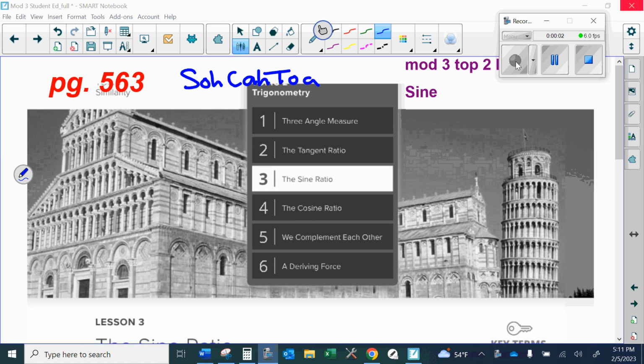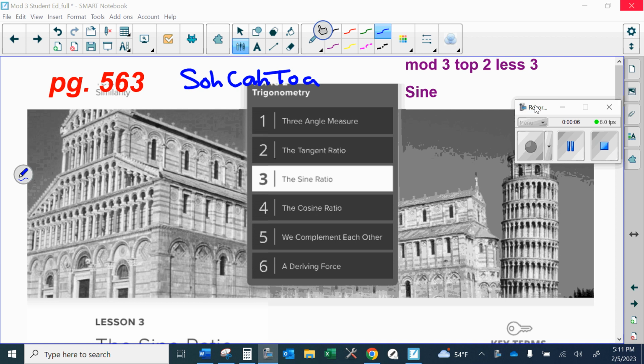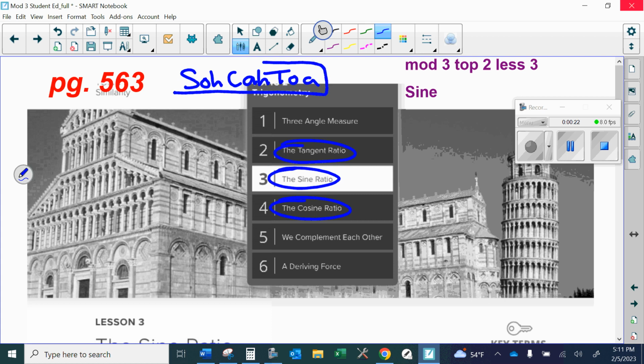Okay, students, we're on page 563, mod 3, topic 2, lesson 3 on sine. We just got into tangent. Now we're doing sine today. Next class, cosine. Okay, then you'll have a quiz. Just remember SOHCAHTOA. That explains all three of them right there.